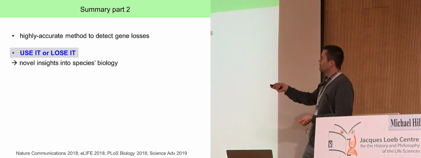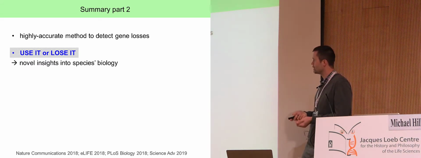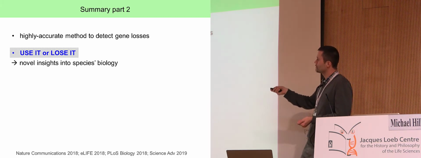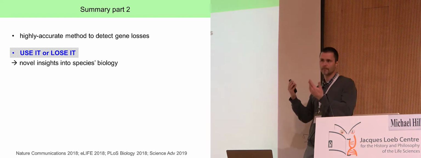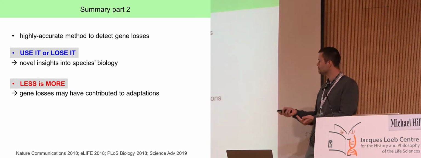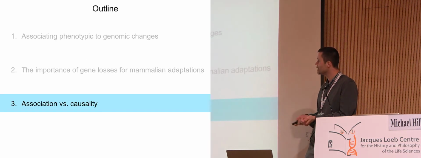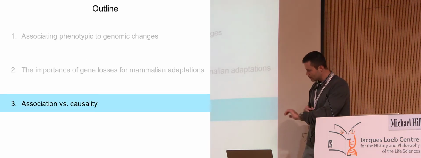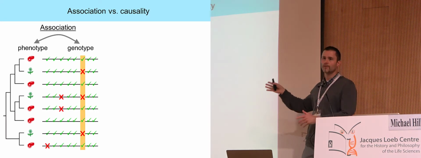To sum up this part, we have a highly accurate method to detect gene losses in the alignments of many species. We think most of the genes fall into this use it or lose it category, so kind of neutral losses. We think sometimes in evolution it could be beneficial to lose ancestral genes, and then gene loss can potentially contribute to adaptations.